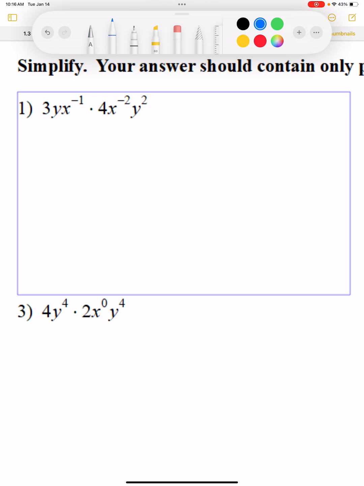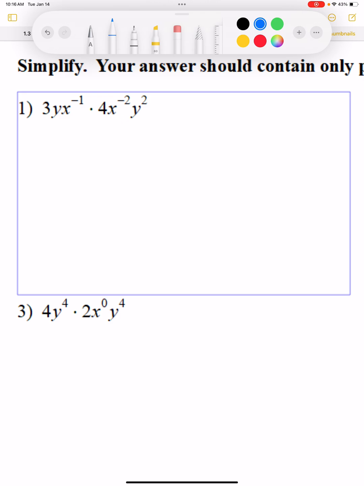3y x to the negative 1 times 4x to the negative 2y squared. So first thing, when I'm dealing with exponents that are negative, basically at the end, you have to make sure they're positive. So you can get them positive to begin with, or you can leave them and get them positive at the end. I prefer to just go ahead and get them positive.